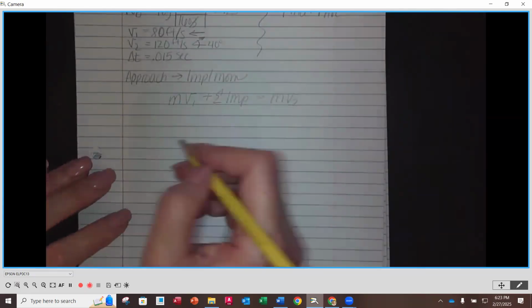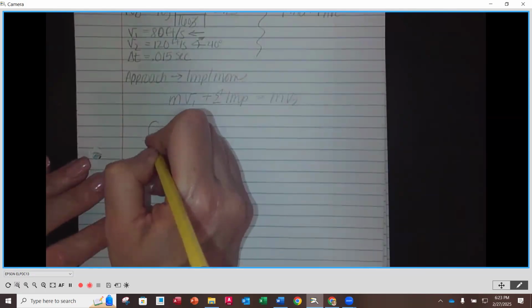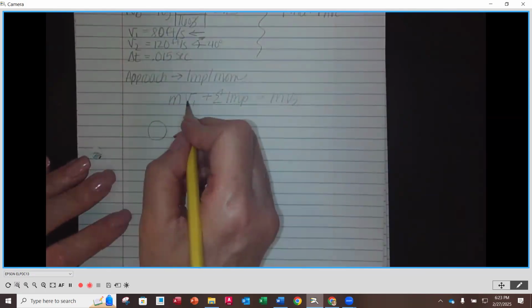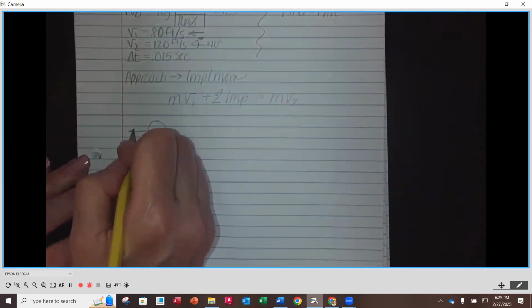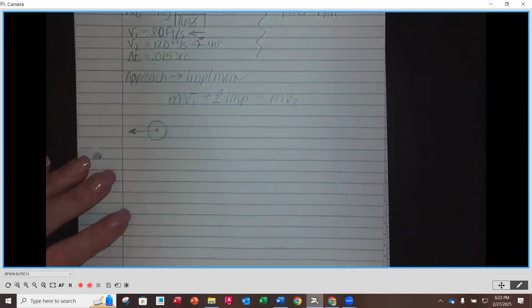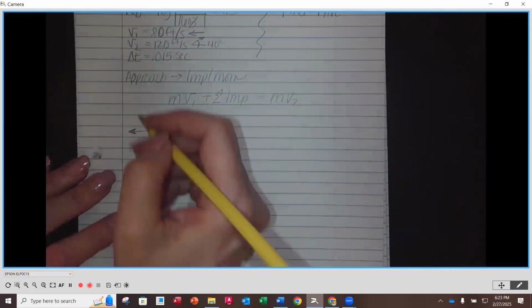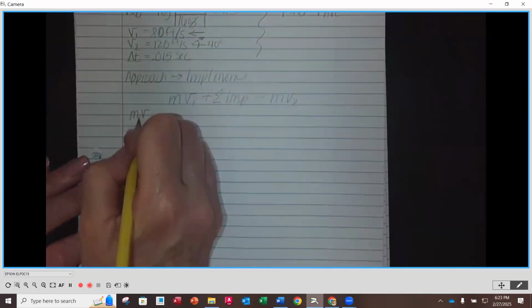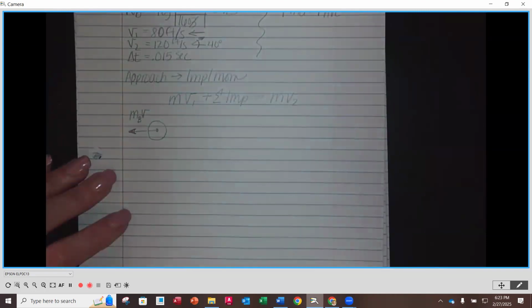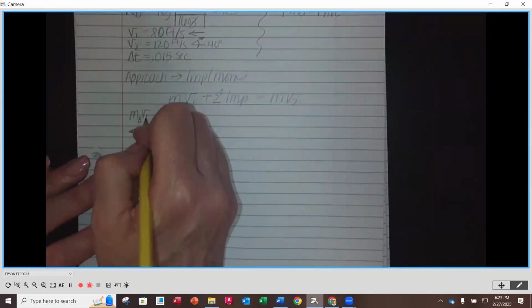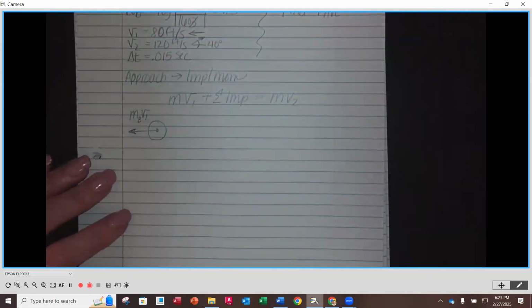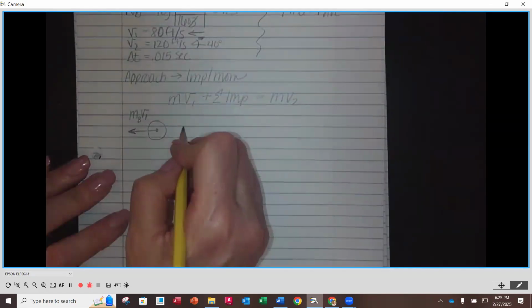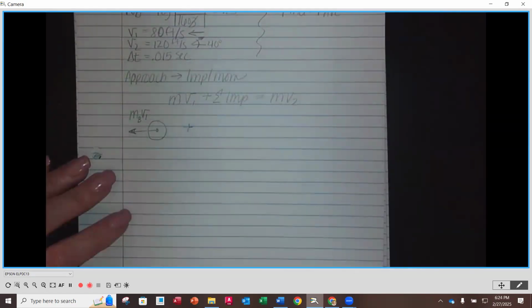As we look at our ball, we can show the ball. This is going to be the initial state when the ball is pitched. That means it's going to the left. The ball is getting pitched towards the bat, and this is our mass. I'm going to put the mass of the ball, m_B, times the velocity 1. Again, this is before it hits the bat, so it's going towards it. Plus, this is going to be the impulse.